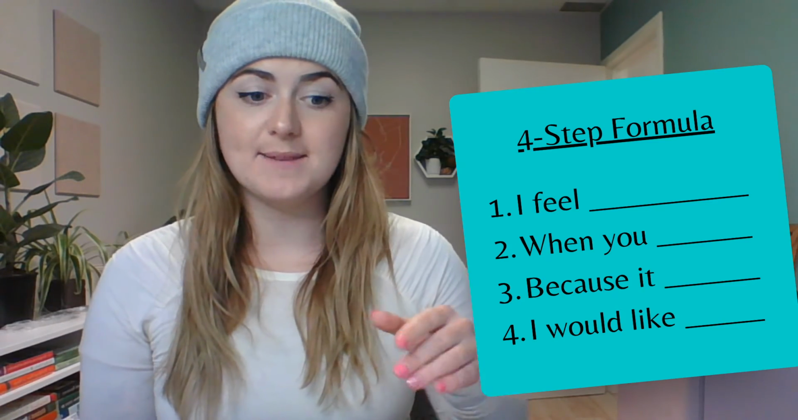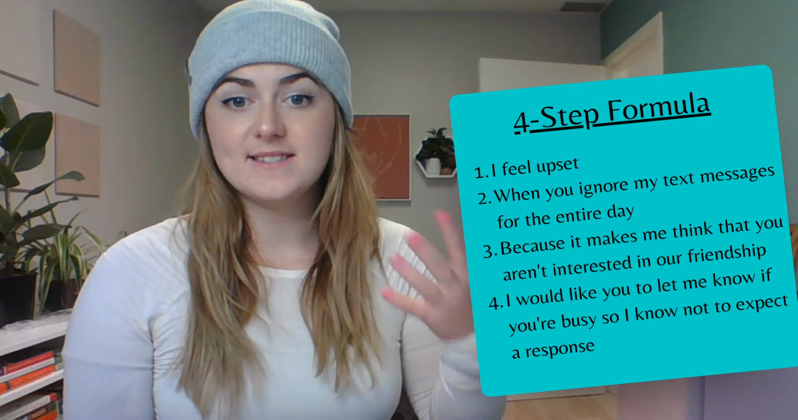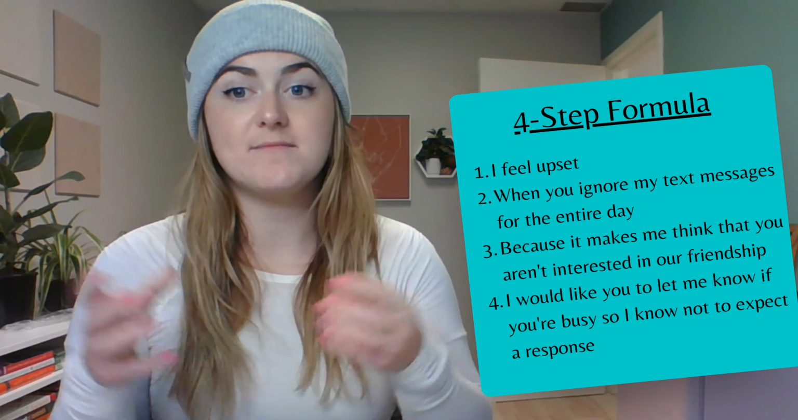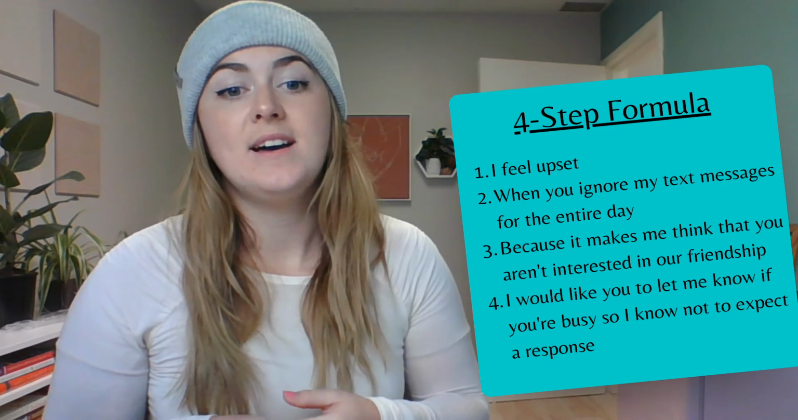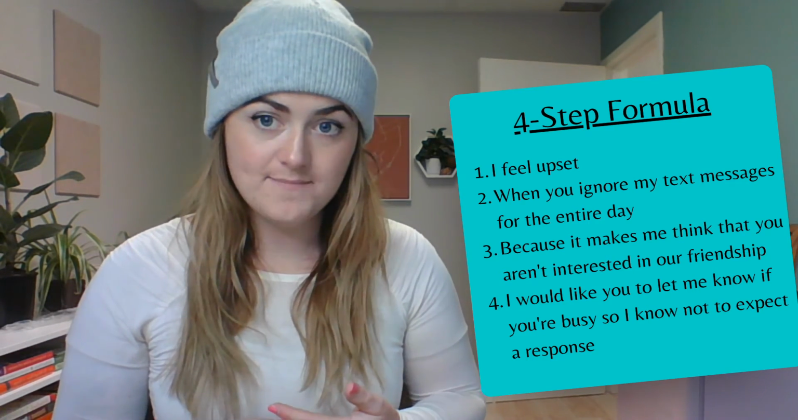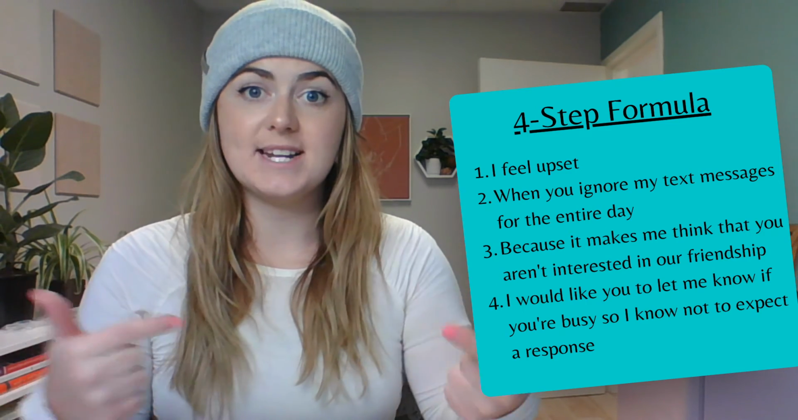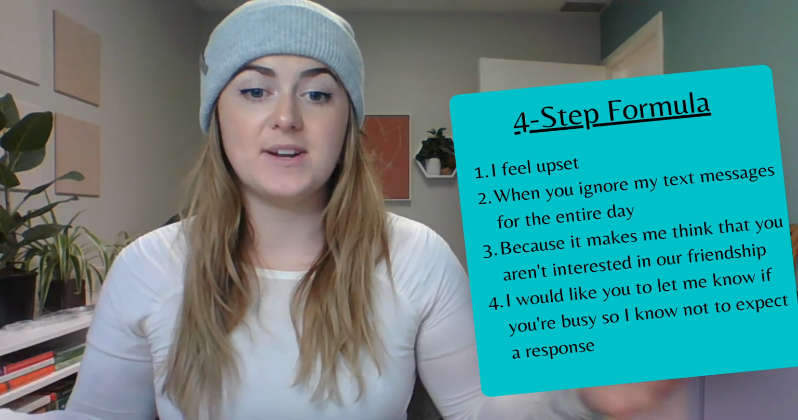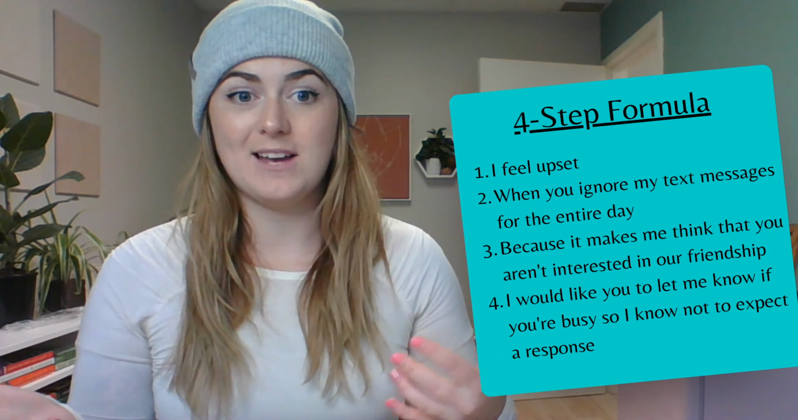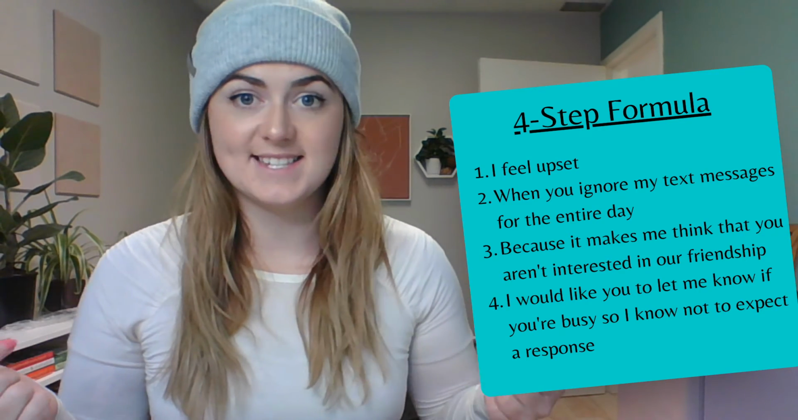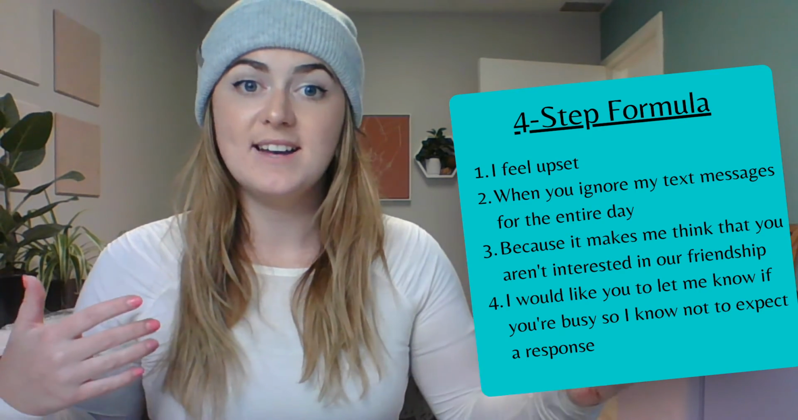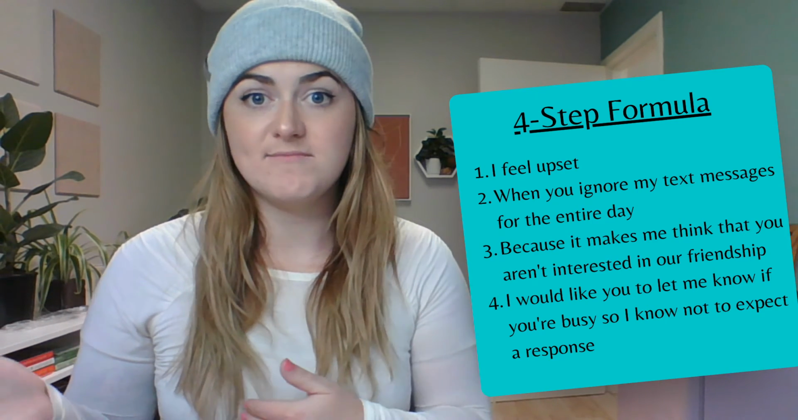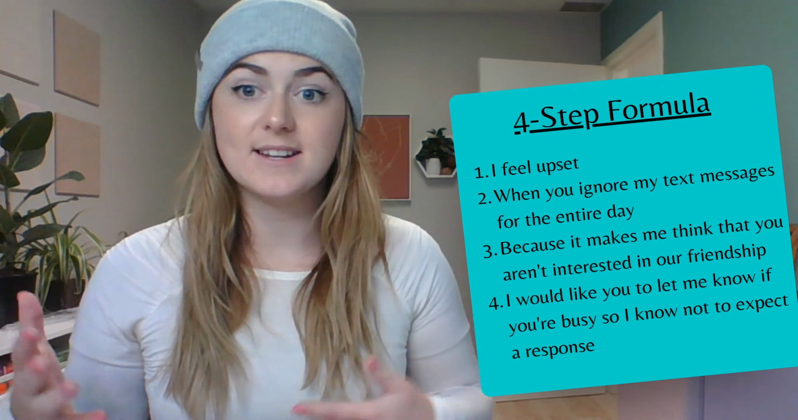So I'm going to go through two examples quickly. One is "I feel upset," so I'm labeling the emotion, "when you ignored my text messages for the entire day." So it's being specific to the context, to the timeline, "because it makes me think that you aren't interested in our friendship." So I'm explaining how it's impacted my understanding of the relationship. And then four, this is where I'm asking for something. "I would like you to let me know if you're busy so I know not to expect a response." And again, this person might say, okay, well, if I am busy, then I can't send that text to say I'm busy, right? And so maybe that then springs a bigger conversation about when this person can expect to talk by text and how the initial person can maybe feel less upset or less neglected in the friendship.